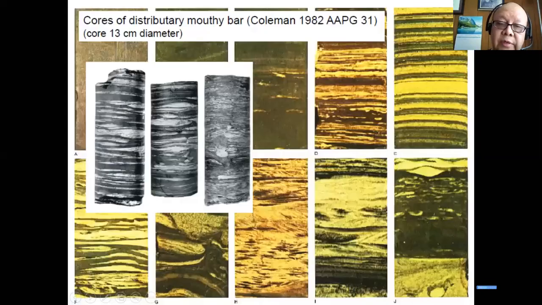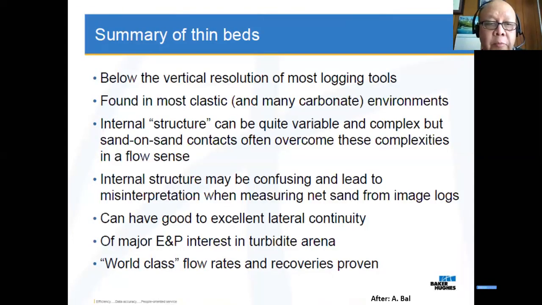Another example, I'll skip through this. So the summary of thin bed geology: it is below the vertical resolution of most logging tools. It's found in most clastics and of course in some carbonates also. Internal structure can be quite variable and complex, but sand on sand contacts often overcome these complexities in the flow sense, which means as far as hydrocarbon flow potential is concerned. Internal structure may be confusing and lead to misinterpretation when measuring net sand from image logs. Because when you are trying to get the net sand from an image log, it depends on how you process it also. So we have to take it with a pinch of salt.